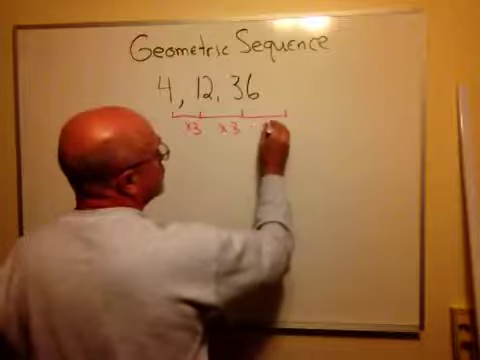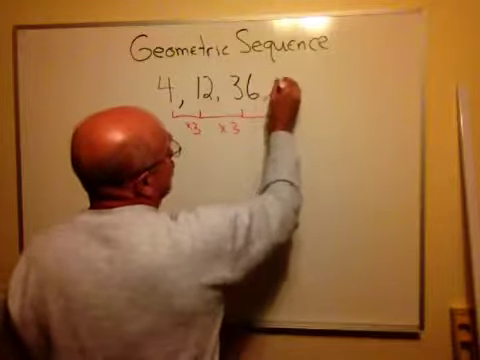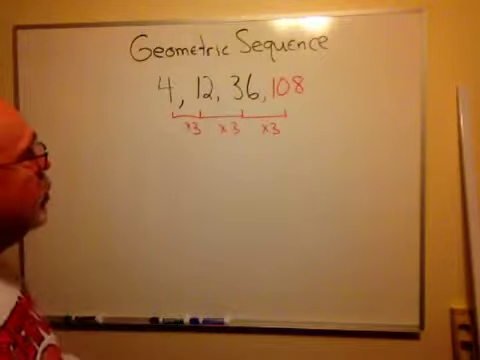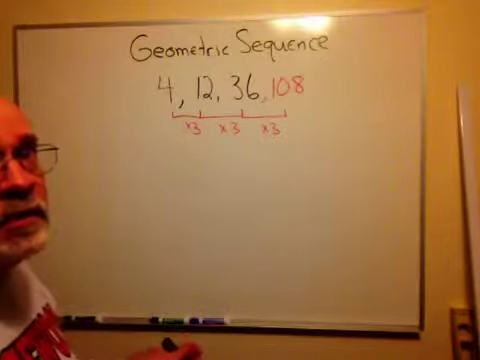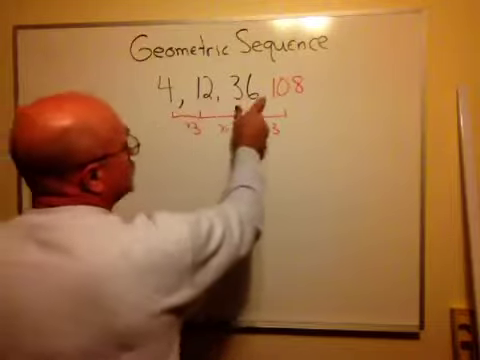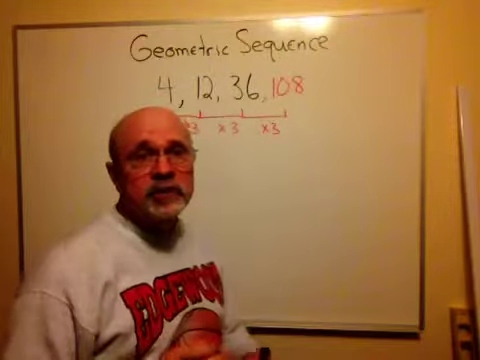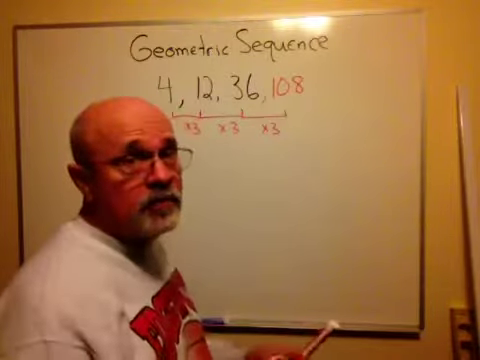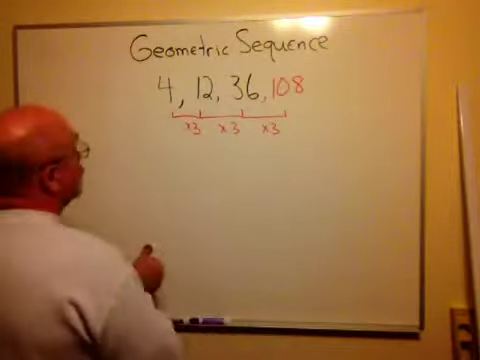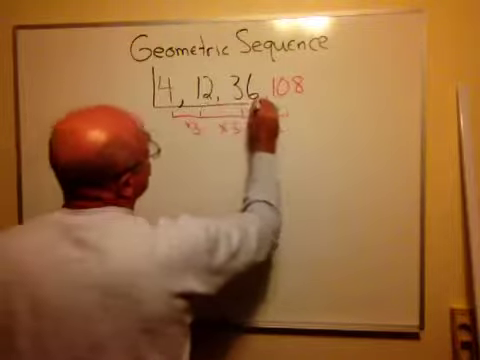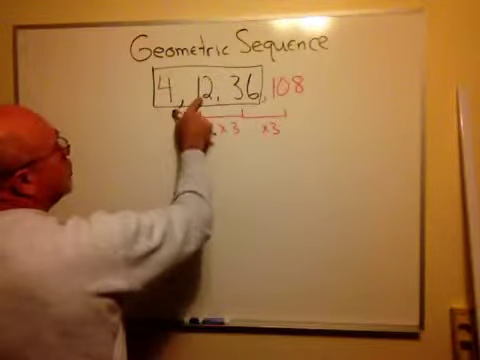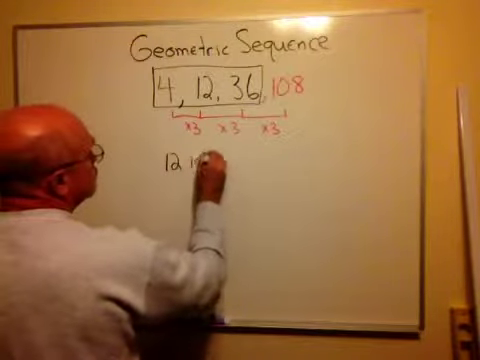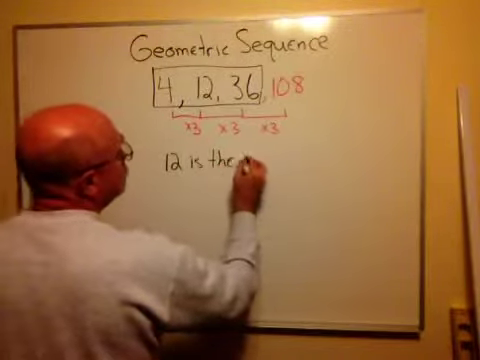If I multiply 36 by 3, the next number ought to be 108. Now if we look at any three terms, 4, 12, 36, 108 are terms in a geometric sequence. The term in the middle of those three is called the geometric mean. So if I look at the first three I already had, 4, 12, and 36, we would say that 12 is the geometric mean.